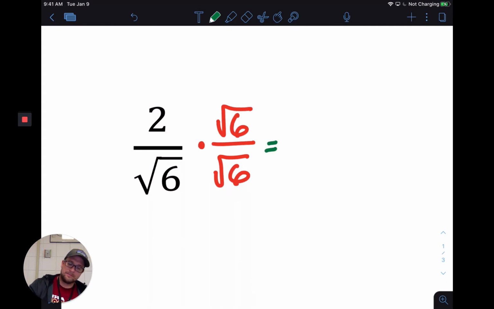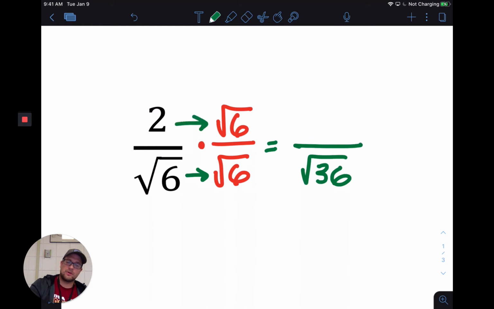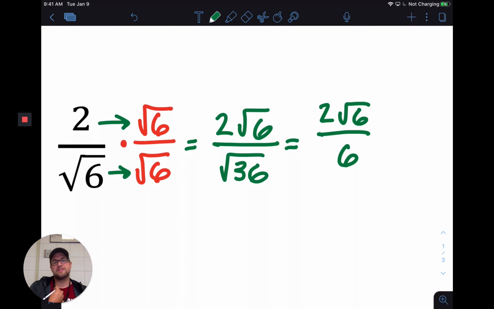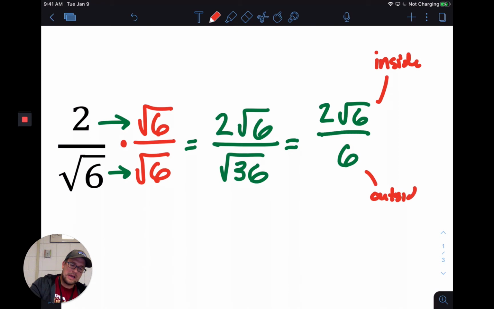Now, across the bottom, the square root of 6 times the square root of 6 is the square root of 36. And 2 times the square root of 6 would be 2 square roots of 6. The square root of 36 is, of course, 6. So I get 2 square roots of 6 divided by 6. One common mistake that you are not allowed to do, we can't cancel out these 6's right now. And the reason for that is because this is an inside and this is an outside. And those aren't alike, so we can't cancel those like we normally would.